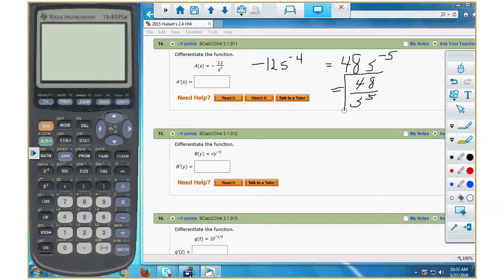Now the book, and I'm saying this in all sincerity, there are some cultures that don't mind a negative exponent. Okay?